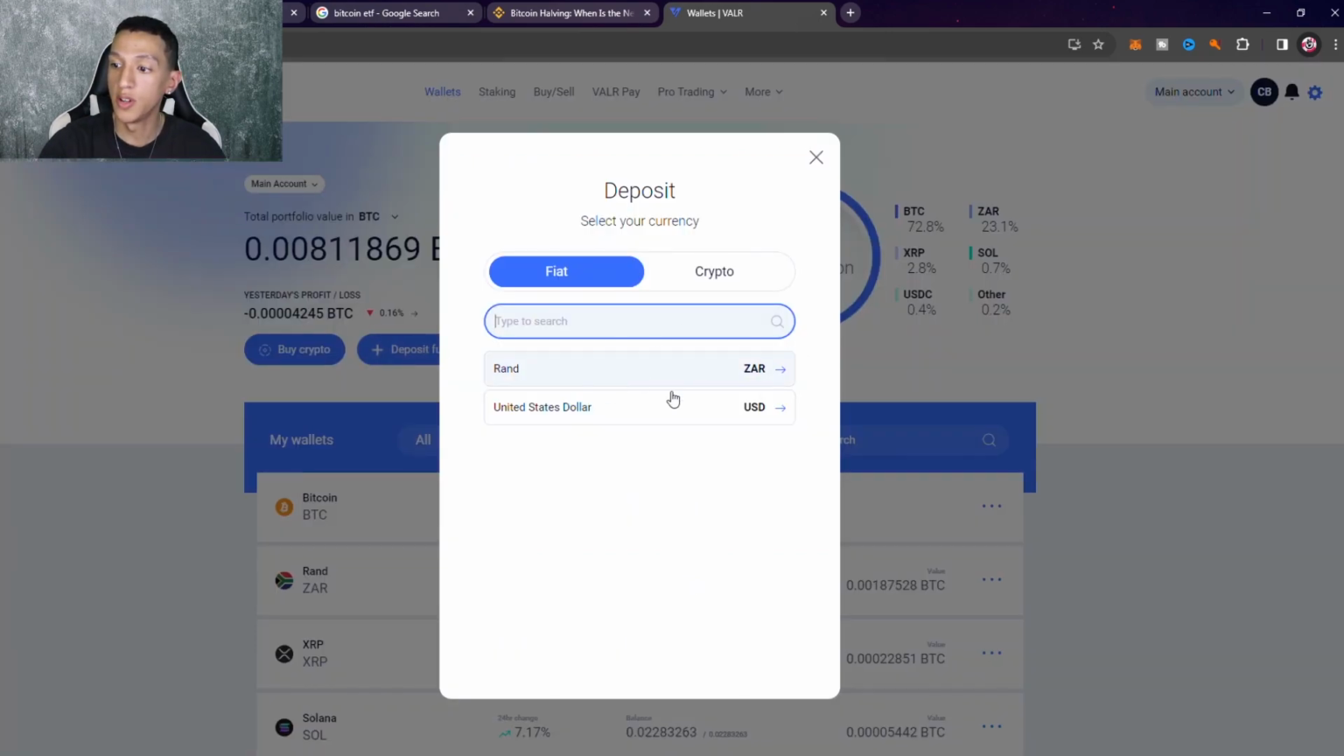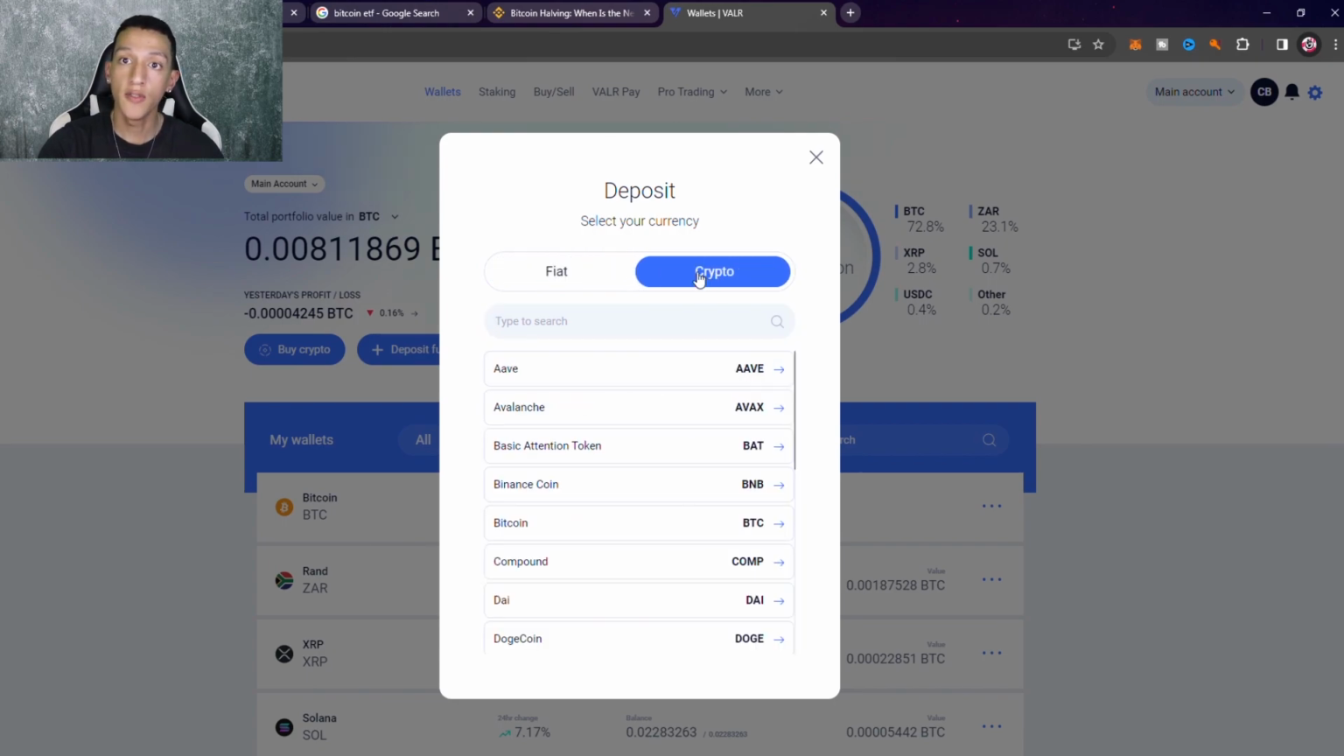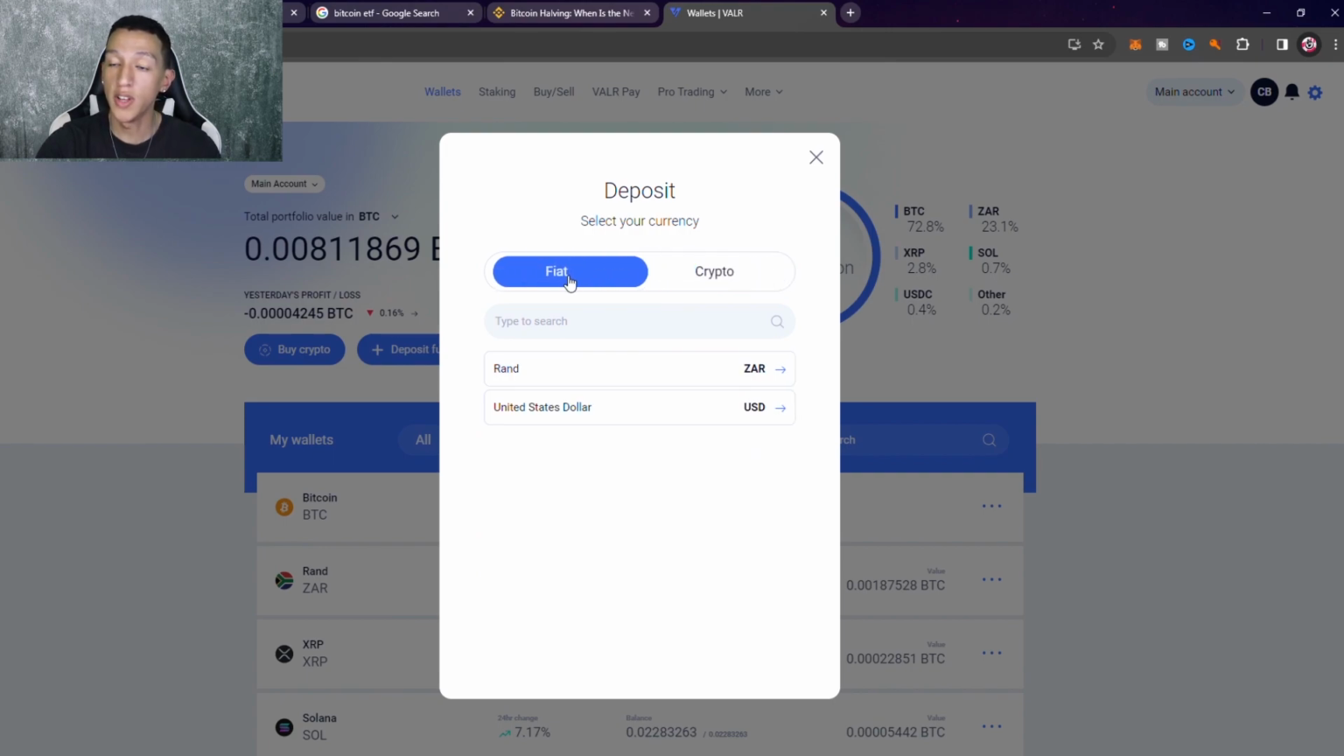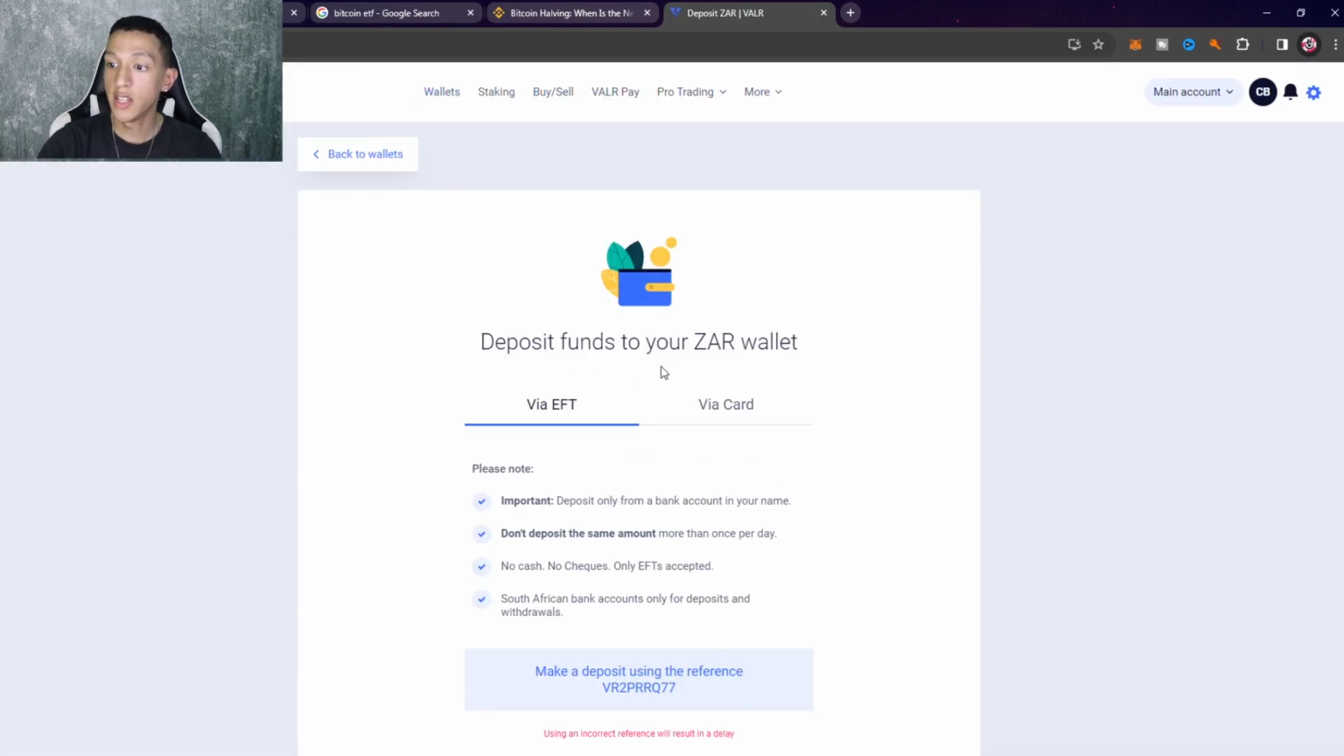Now they're going to ask if you want to deposit via ZAR, Rand, or crypto. Crypto is for if you have another platform such as Luno and you want to send Bitcoin over; this is where you'd transfer BTC from one exchange to another. But we just want to do fiat, USD or ZAR. Fiat is basically currency. So we'll choose ZAR. As you can see, it takes you to this screen.